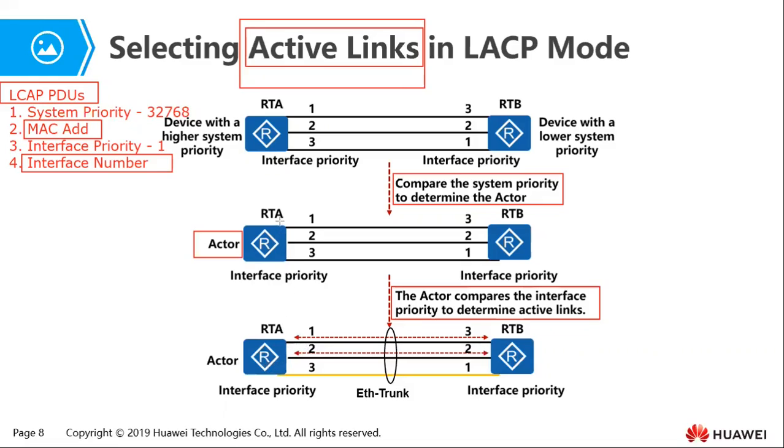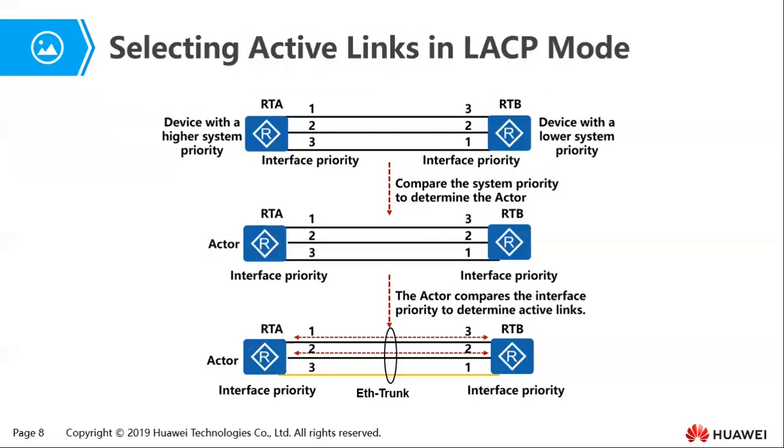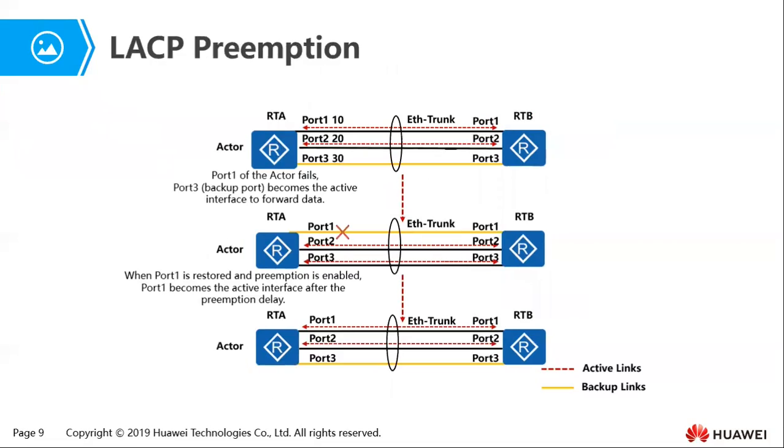So for example, here we have 3 links, 1, 2, 3. The actor will select 1 and 2 because they have a smaller interface number to become the active links. Then the last link here is left to be the backup. So generally, that is how active links are selected in the link aggregation protocol.